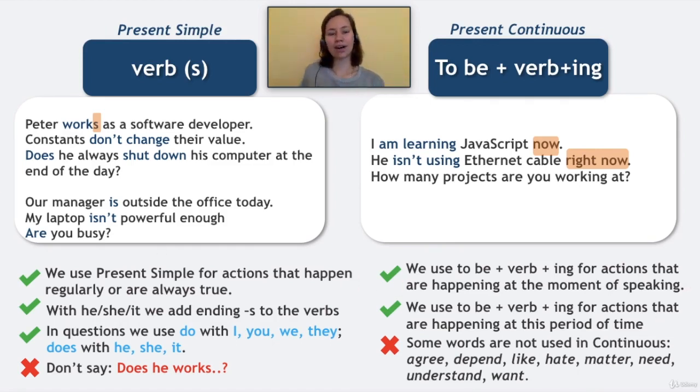All right, so let's go over these two tenses once again. Present simple, used for actions that are regular and for things that are always true. I teach English. I go to work every day. This is a regular action. Or I like pizza. This is something that is always true about me.